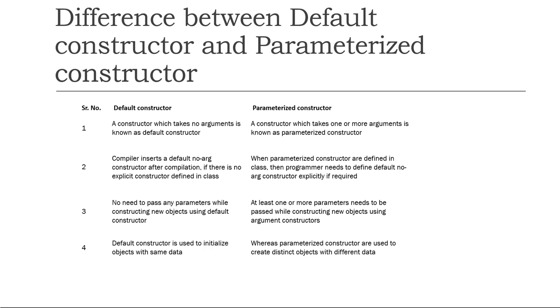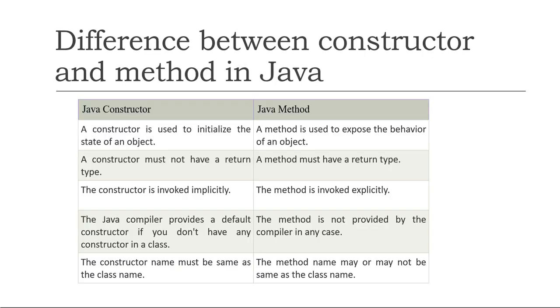We have also seen that a parameterized constructor, or a constructor, is similar to a method itself, right? But with some basic differences. So let's see what the basic differences are between methods and constructors. The very first difference is that a constructor is used to initialize the instance variables of a class. The sole purpose of the constructor is to initialize the state of an object, right? That is what we have seen.